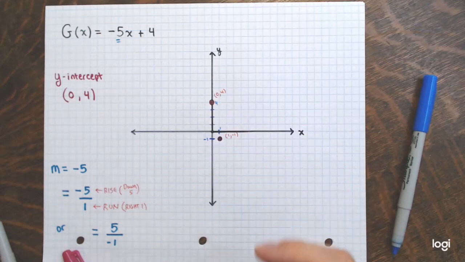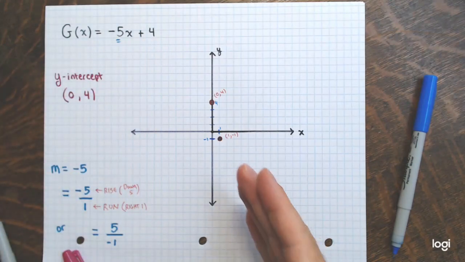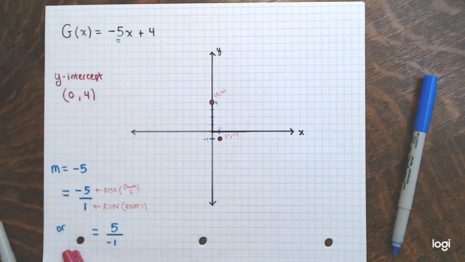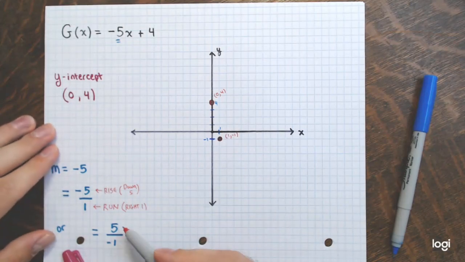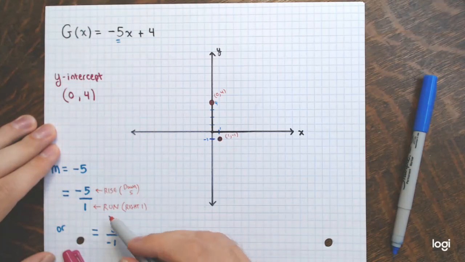And then this is great. All you need to draw a line, since I know this is the form of a linear equation here, is two points. But I'm going to throw one more in, using this other interpretation of the slope. I thought of this as -5 divided by +1, or you could think of it as +5 divided by -1. Either way, it's -5.